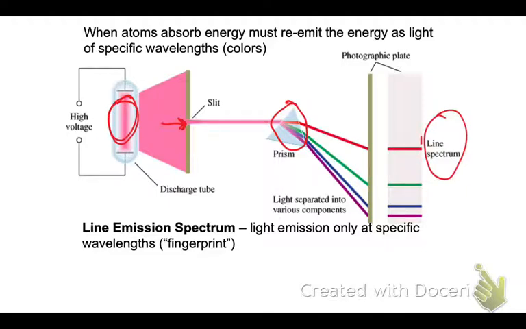So if I excite hydrogen, the light emission spectrum is different from the one that will come if I excite neon, or if I excite sodium, or if I excite copper, and so on. Let's look at this beautiful picture together now.